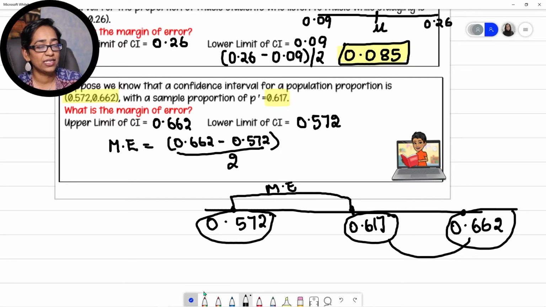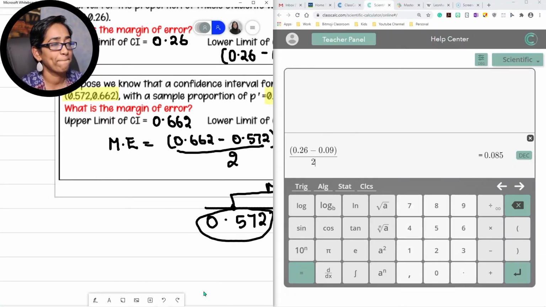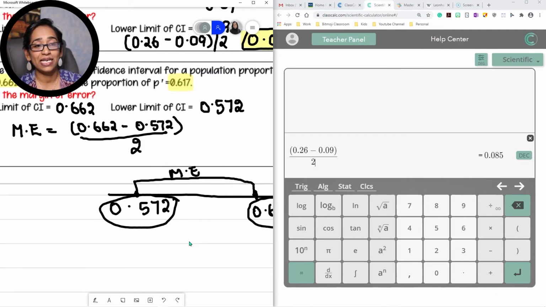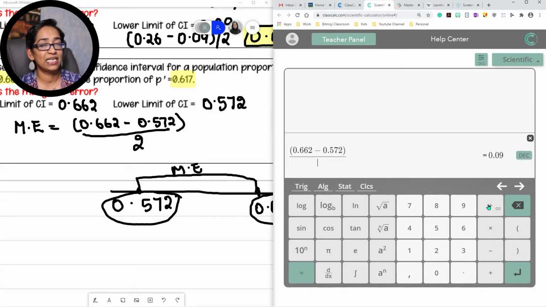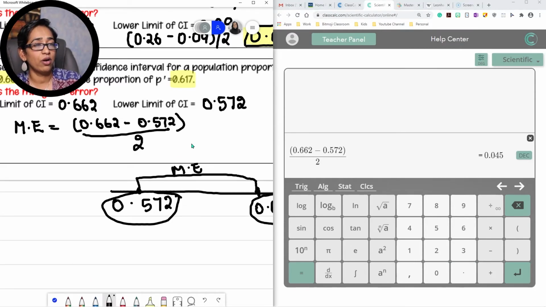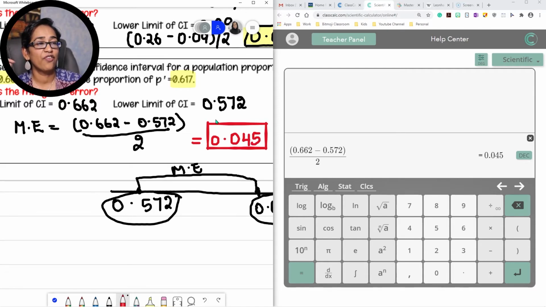Okay, let's go ahead and plug this into ClassCalc. I'm showing you all using ClassCalc because I want you all to practice using ClassCalc as well. When you all do it on the test, you're not too overwhelmed. So 0.662 minus 0.572, close parentheses, divided by 2. So here my margin of error is simply 0.045, and that is my final answer.